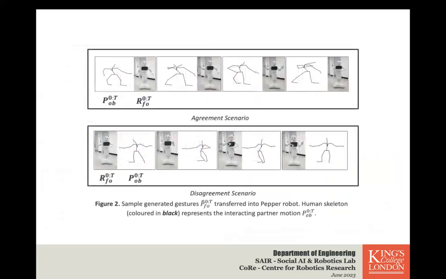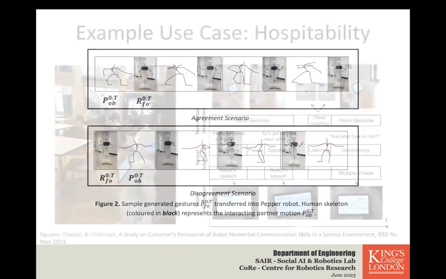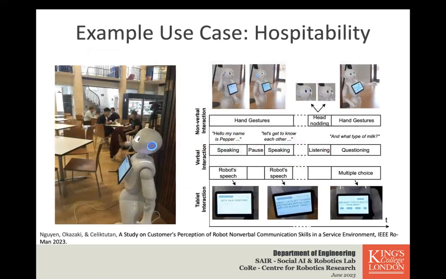And so this can also be directly implemented on a robot to display similar gestures by taking into account their interaction partner. For example, in a hospitality scenario, we used similar approaches in a recommender system type of scenario, where we put the Pepper robot into one of the cafes in King's College London, and the Pepper generates similar nonverbal behaviors.